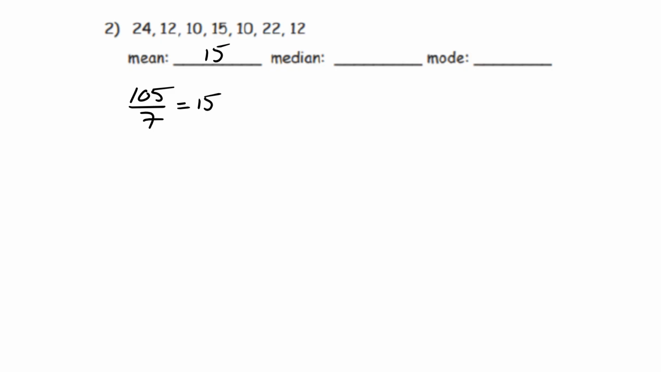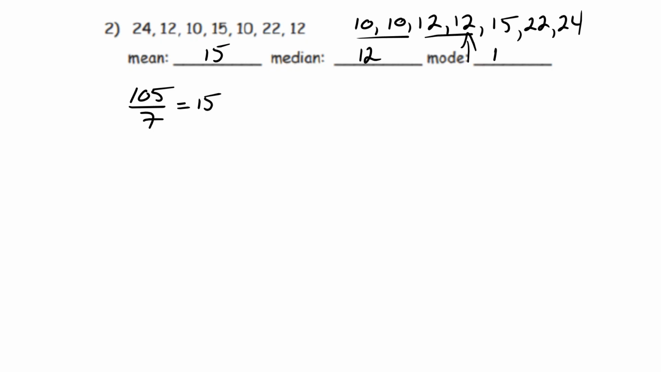To find the median, we need to put all of the data in order. 10, 10, 12, 12, 15, 22, and 24. Looking for the middle piece of data, we see that that's 12, so that is our median. Finally, the mode: we have a double mode in this case because there are 2 10s and 2 12s, so our mode is 10, 12.